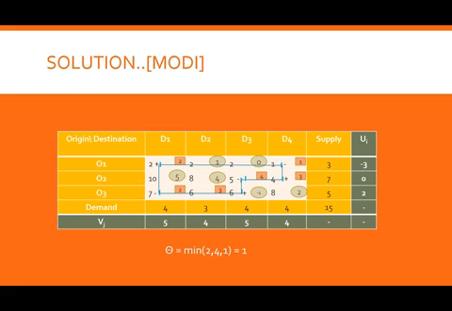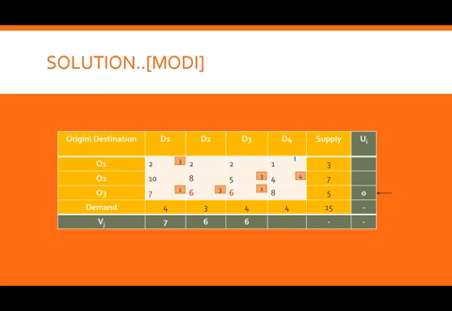Then here 1 has to be subtracted, so this becomes a 3. And here 1 has to be added, so this becomes 4. And 1 has to be subtracted here, so this becomes a 0. Okay. So the new allocations that I've got are 3, 1, 3, 1, 3 and 4.